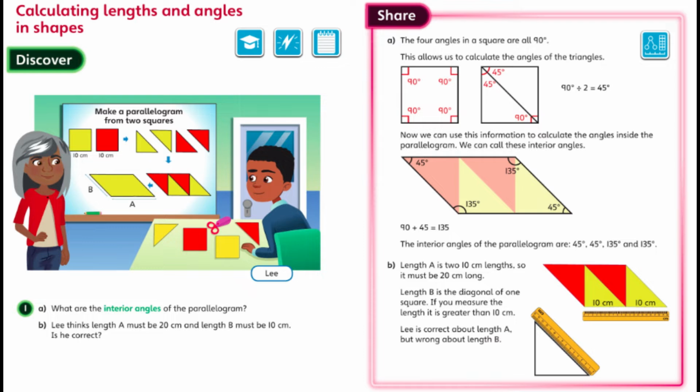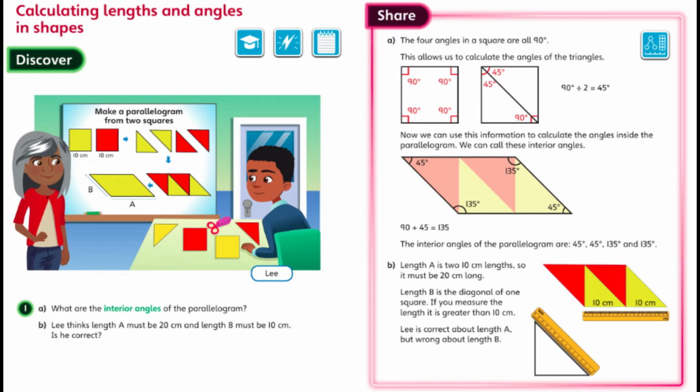So he just has to fit them together a certain way. Let's see what we're asked about this particular scenario. 1A says, what are the interior angles of the parallelogram? Now you probably saw interior angles and went, what? It's not that complicated. It just means the angles on the inside of the shape.